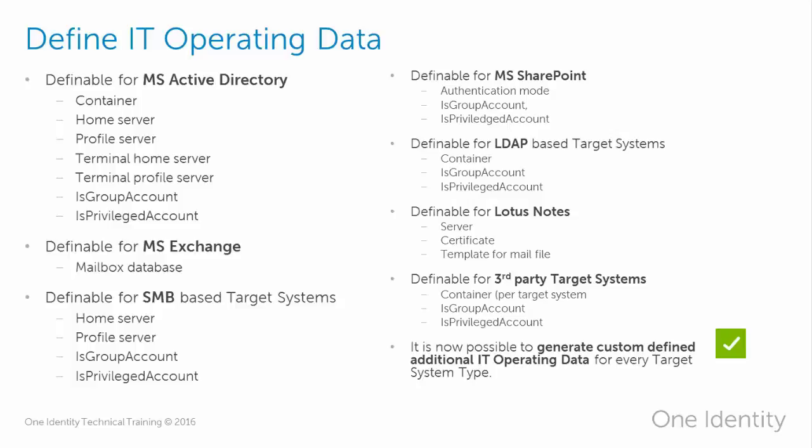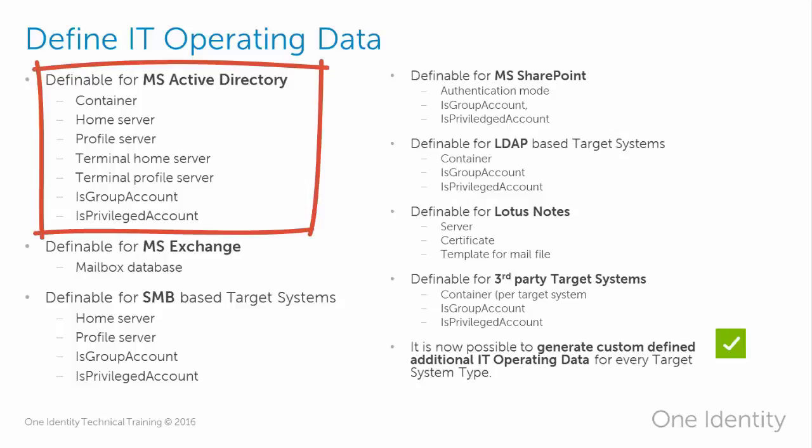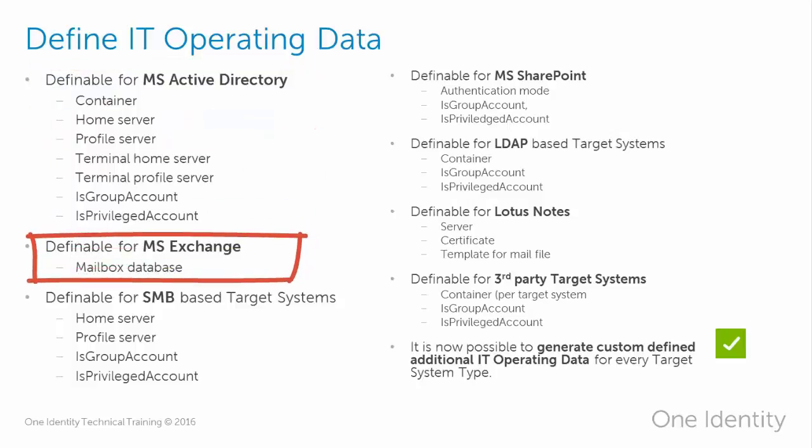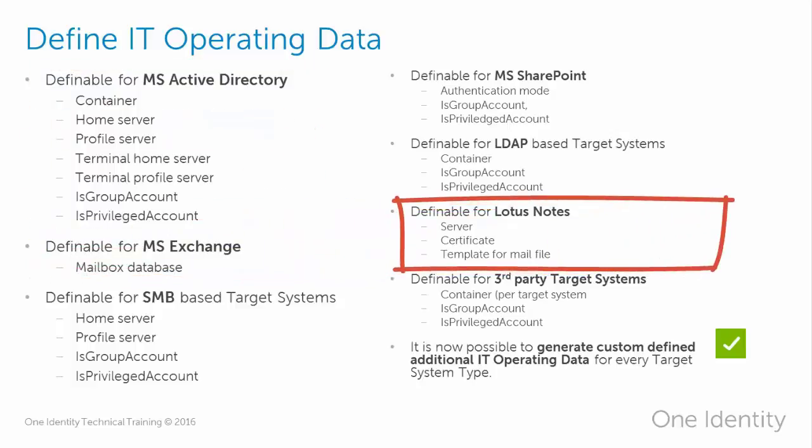At the end, this slide here shows an overview which IT data exists out of the box. And that is, for example, in Active Directory, something like the ADS container, home server, profile server, home, and terminal profile. Is group account, is privileged account. And for every other target system exists something other else that could be used. For example, for Exchange, the mailbox database, and for Lotus Notes, the server, the certificate, and the template for the mail file.